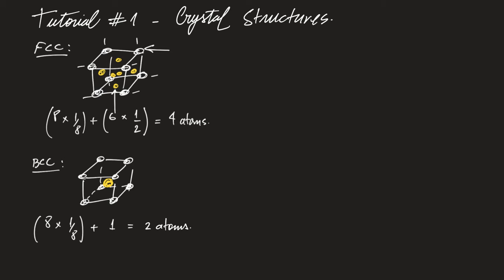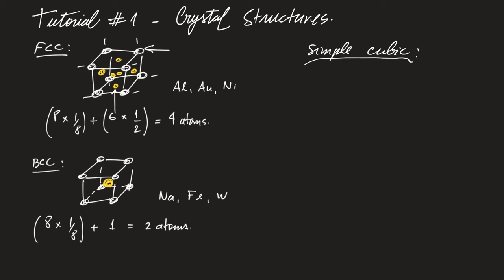Examples of materials that crystallize in FCC structure are aluminum, gold, and nickel. And for BCC, the examples are sodium, iron, and tungsten. I used the simple cubic structure to break down the FCC and the BCC structures.